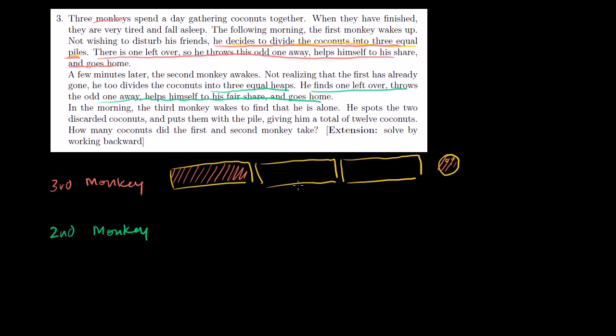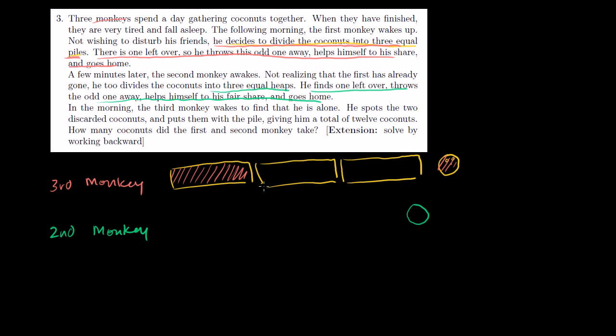He just sees these two piles together. So he divides these into 3 equal heaps. So maybe that's one heap right there. Let me make it a little bit more equal. So this is one heap. That is 2 heaps. And actually, he sees one left over too. So let me make that clear. He finds one coconut left over.